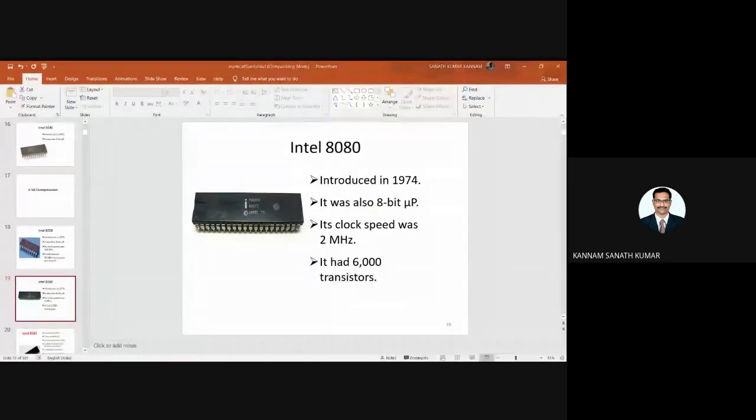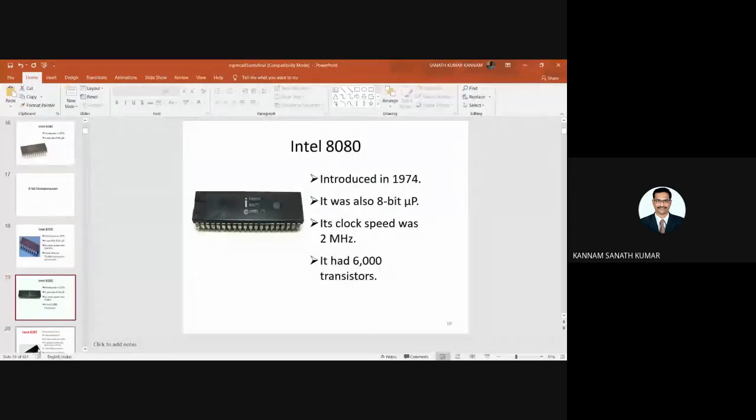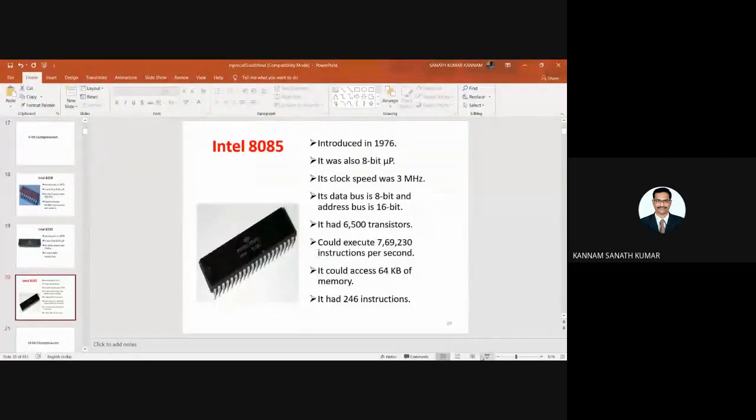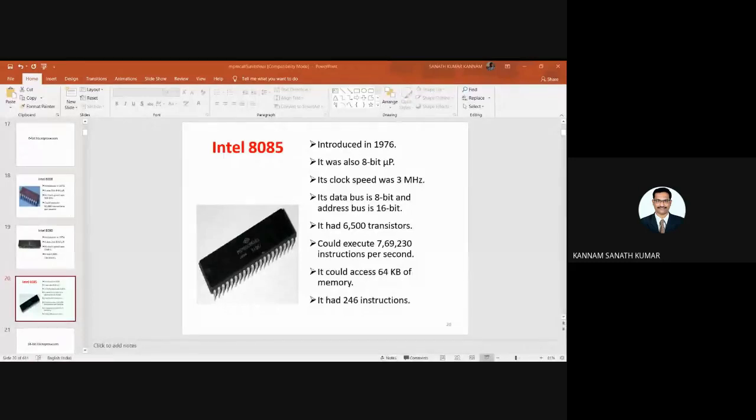This was introduced around 1974. It was an 8-bit microprocessor, and its clock speed is 2 megahertz, and it has a total of 6,000 transistors in the 8080. This is a famous microprocessor, the Intel 8085. Intel 8085 was introduced around 1976.